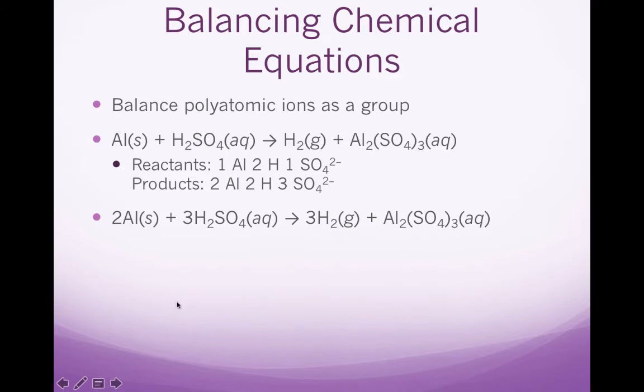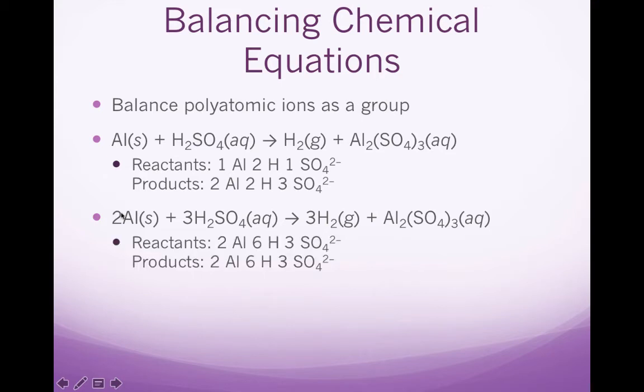Then I want to balance my hydrogens. Because I put a 3 here, now I have 6 hydrogens, 3 times 2. So I put a 3 in front of hydrogen gas. And then I look at my aluminums. I have 2 aluminums here, so I put a 2 in front of the aluminum here, and now I'm equal.